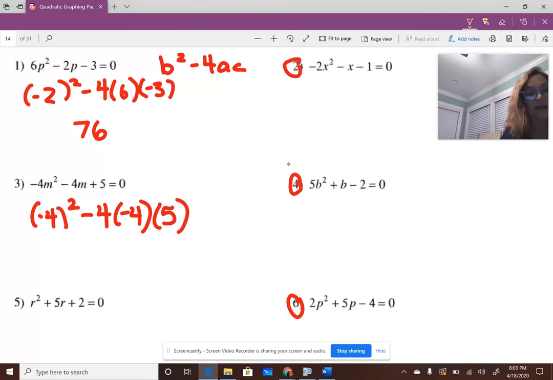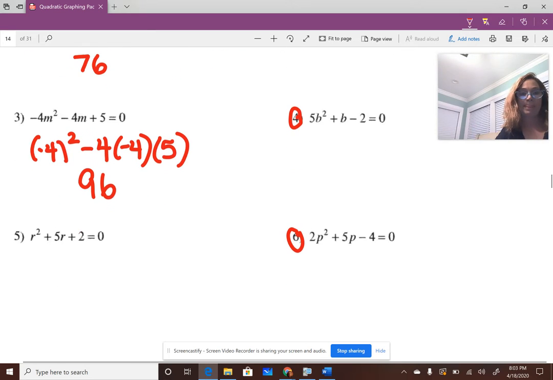16 and 80, so 96. Okay, so 96, that's not a perfect square, so I'm going to get 2 real irrational roots. Okay, number 5.